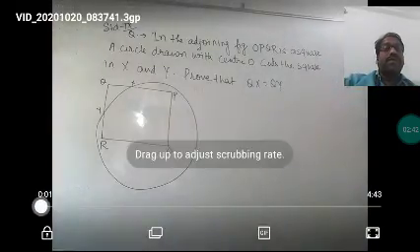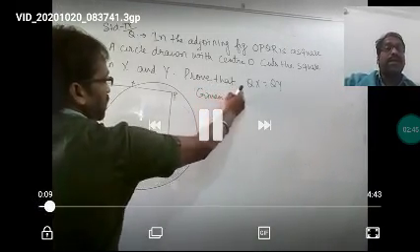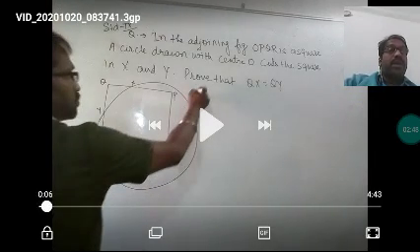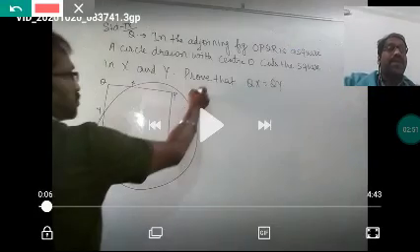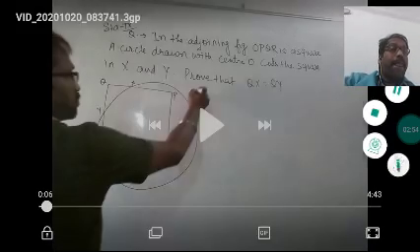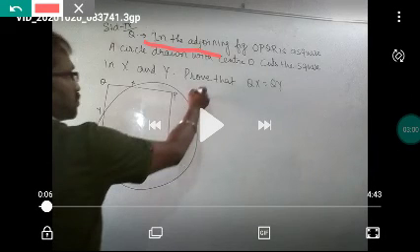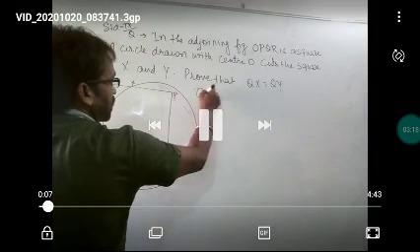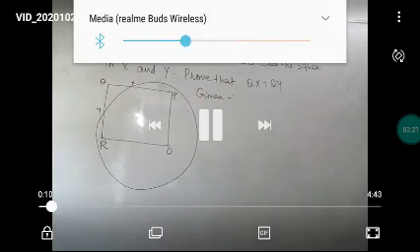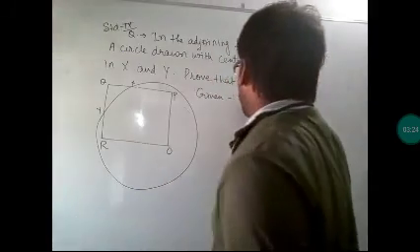So let me explain this video first to you. What is the question saying here? In this adjoining figure, OPQR is a square. A circle drawn with center O cuts the square at X and Y, and we have to prove that QX is equal to QY. So what is the solution? Just see this. This is the figure that has been given.